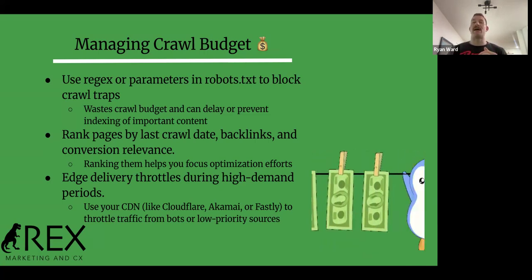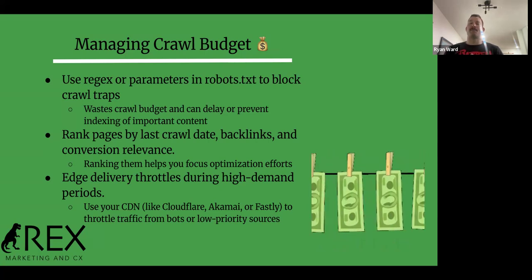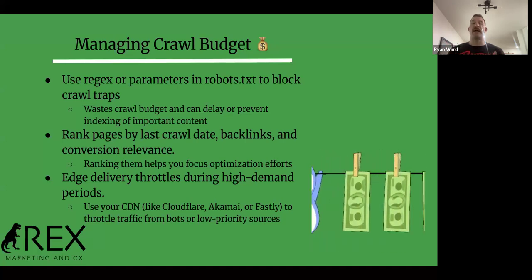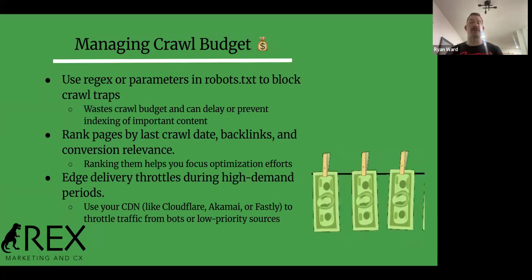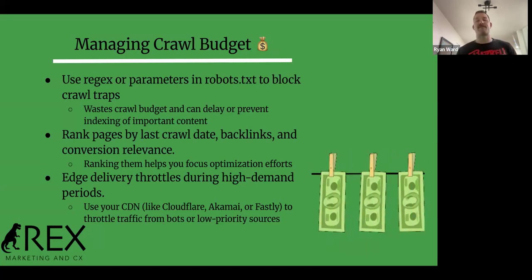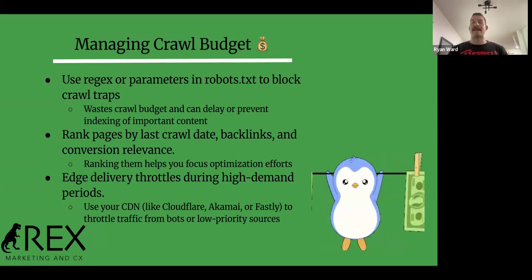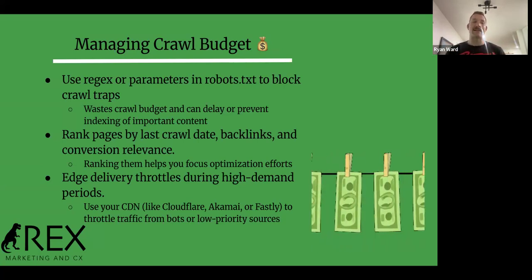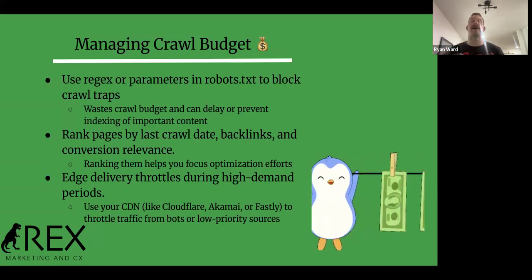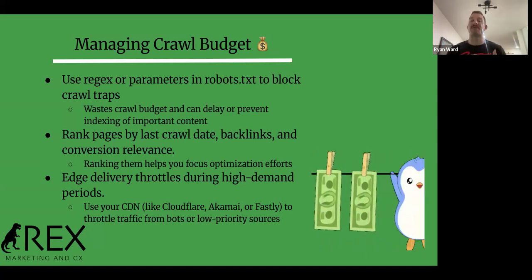Look at your pages by crawl date, backlinks, and conversion relevance. So what this means from a strategic perspective is understanding which pages are actually having the biggest impact, which ones are being crawled most often, which ones have the most backlinks, and which ones are potentially driving conversions for your business. Obviously, if you have a lot of content, you can't just go about optimizing every single page on your website, every piece of content. These types of metrics are going to help you understand what to optimize and what to focus on, because you don't have enough time to go through and optimize everything.